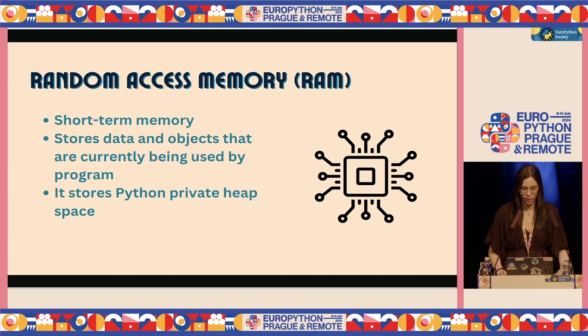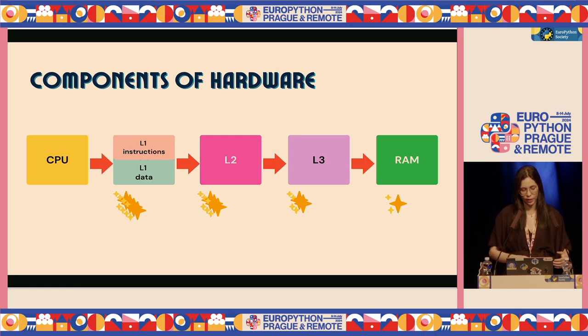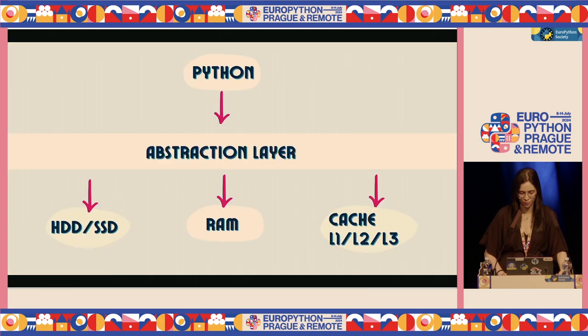One of these memory units that is quite special is the RAM. The RAM is short-term memory. It stores data and objects that are currently used by the program. It is special for us because it's where the Python private heap space is located. We're going to dive into this concept. If we go over how the CPU reaches the RAM, we have the CPU, the cache in between, and the RAM. As we go along this line, things get slower to retrieve, so it's not efficient to always go to RAM.